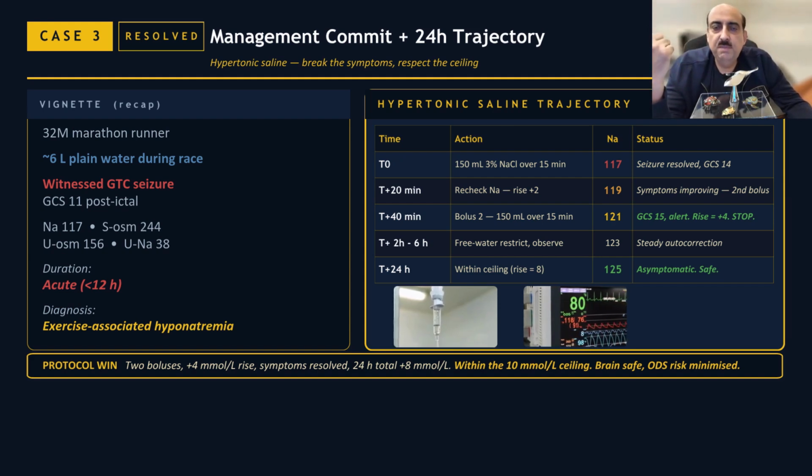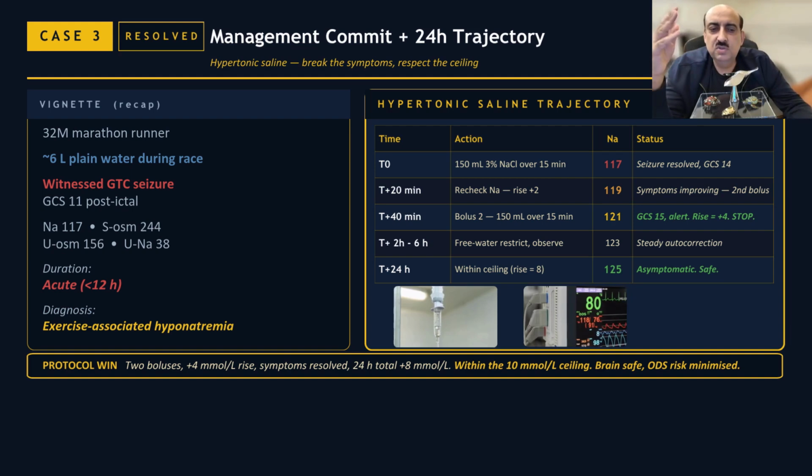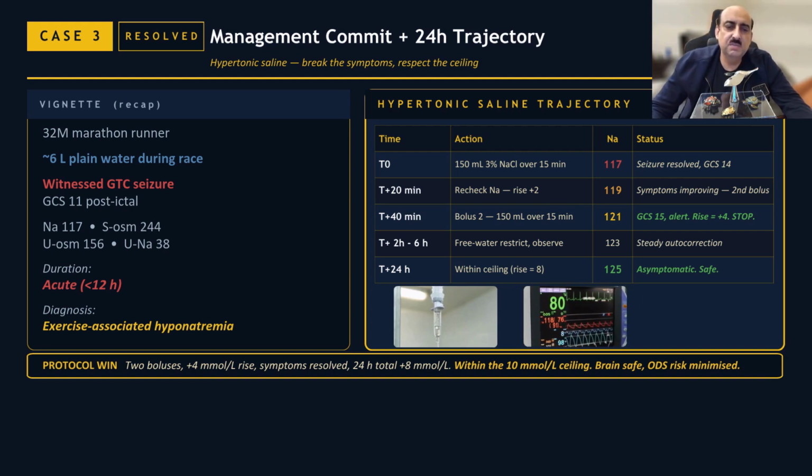T0, 150 ml bolus of 3% saline given over 15 minutes. The seizures resolved by the end of this bolus, and the patient is mildly confused with a GCS of 14. Sodium checked at T plus 20. Repeat sodium is 119, which is a rise of 2 from before. So still below the target, and the patient is mildly symptomatic.